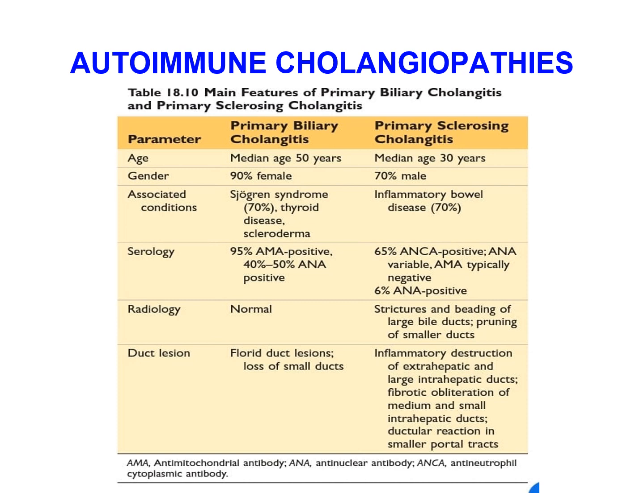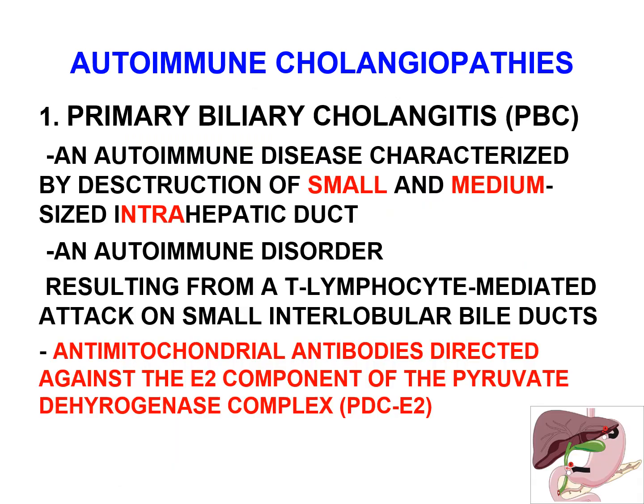And of course, in PBC, the florid duct lesions or loss of small ducts are characteristic. While in primary sclerosing cholangitis, there is inflammatory destruction of extrahepatic and large intrahepatic ducts, fibrotic obliteration of the medium and small intrahepatic ducts, and ductular reaction in smaller portal tracts.